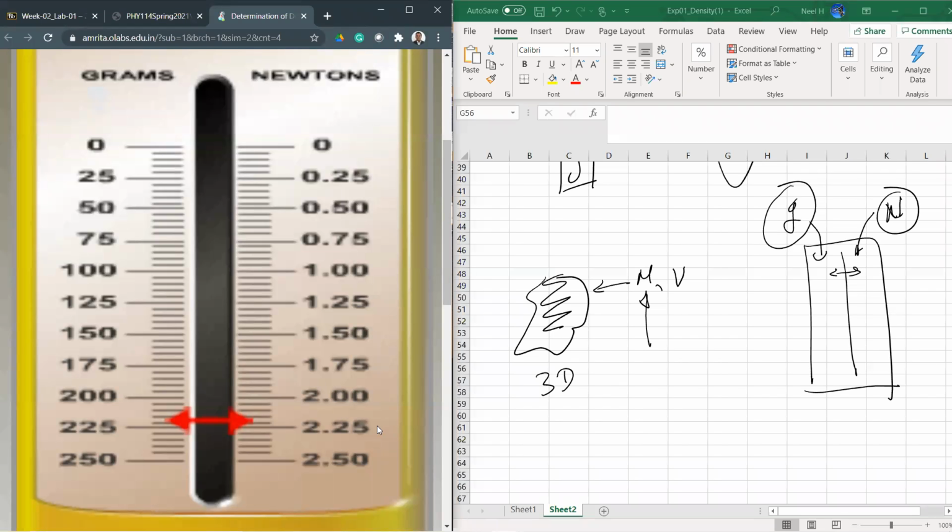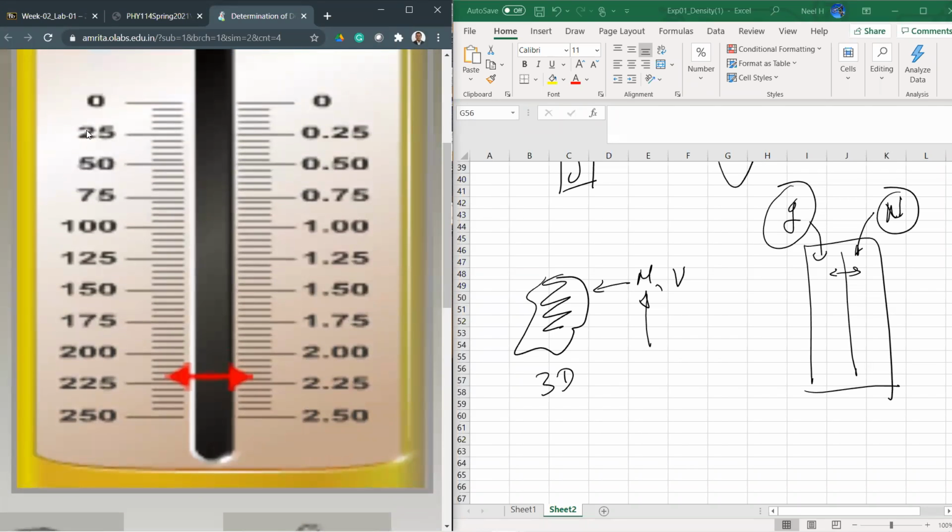One other thing: if you take a look at this scale carefully, it goes like 0, 25, 50, and so on, which means between 0 and 25 there are about 4 small lines. Each of those small segments is about 5 grams. So we can measure down to 5 grams on this scale very easily. And that's how we're going to measure mass.